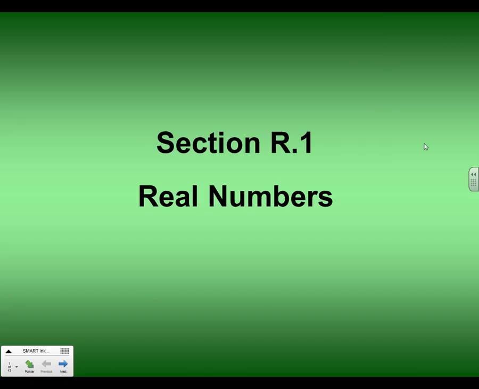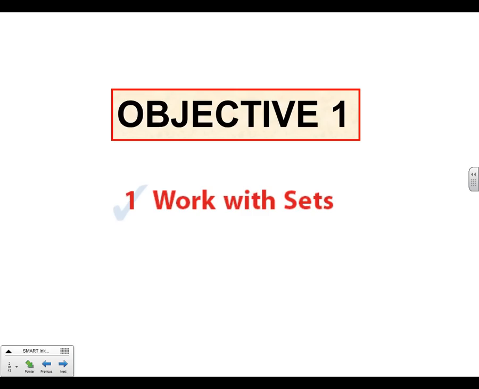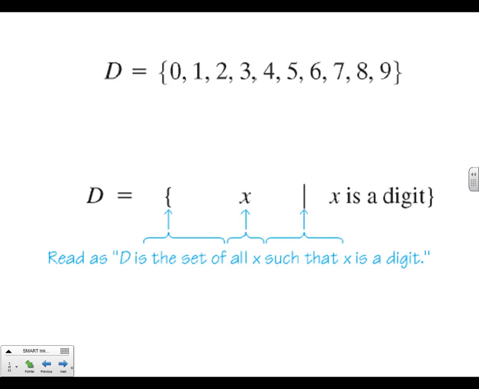All right, let's get started with section R1, review section 1. We're going to go over some real numbers. So let's go ahead and get started. Objective 1: we have a number of objectives to work with, and the first one here is how do we work with sets. This is stuff that you've seen in algebra, a little bit of geometry in this section, but R1 is going to be all algebra stuff, and so you should have seen it before, so we're going to move fairly quickly through it.